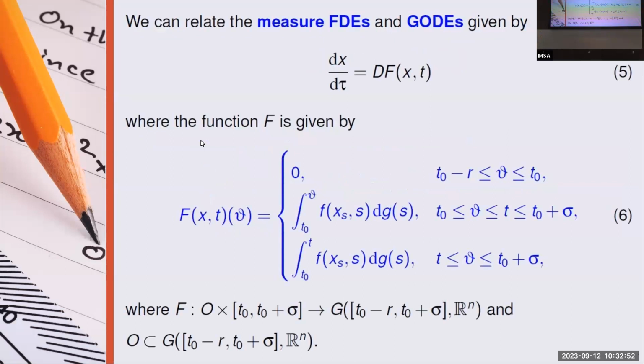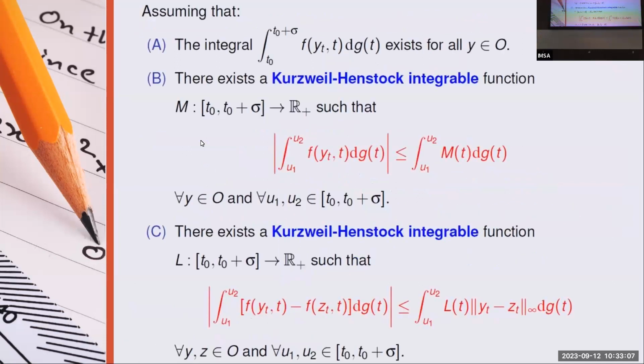So we define our capital F equal to these three integrals here, where the first one is 0 and then these two integrals. Then we have a relation between the solutions of the measure differential equation and the generalized ODE. And here are the types of conditions that we have for our function that are more general than bounded and Lipschitz. Because if you see here, the boundedness that we require is under the integral and is including functions. And then here the same happens for the Lipschitz. So here we can have a much more general type of conditions for our function.